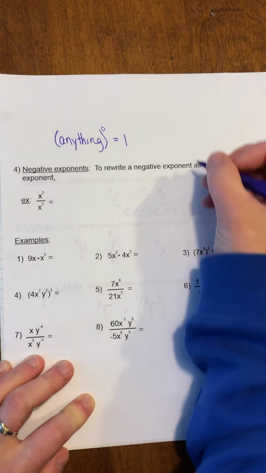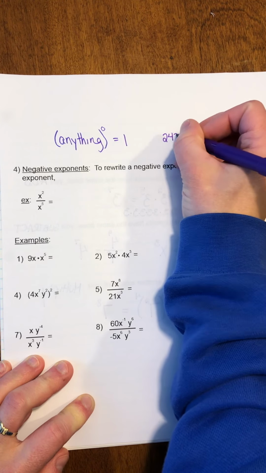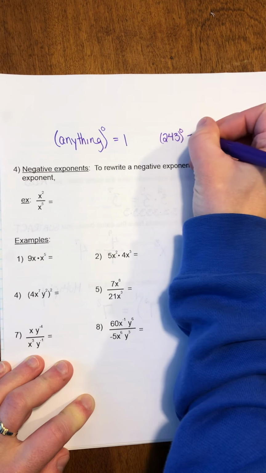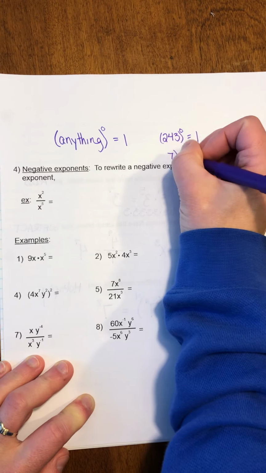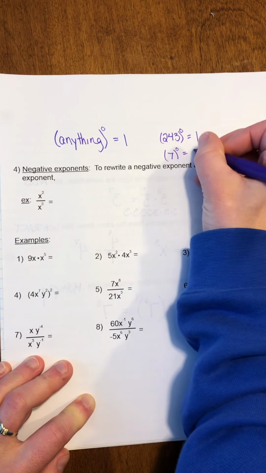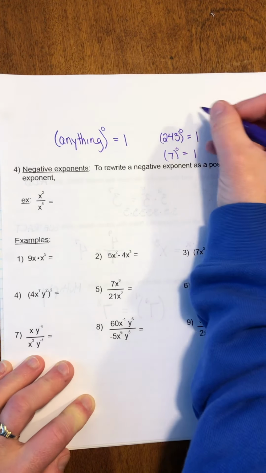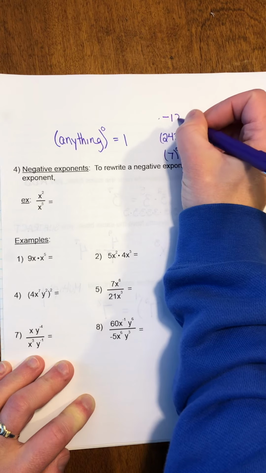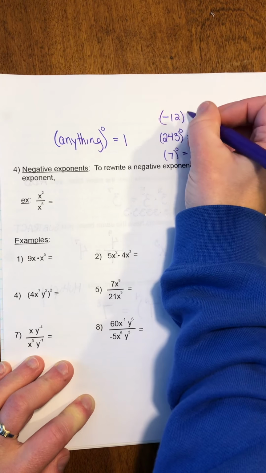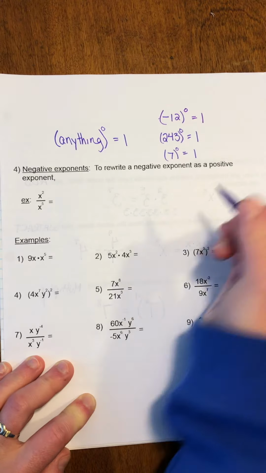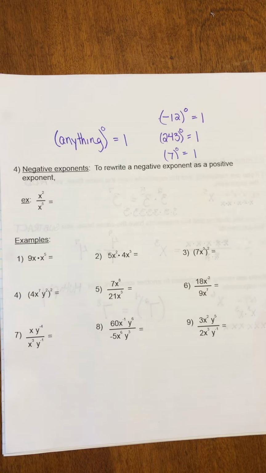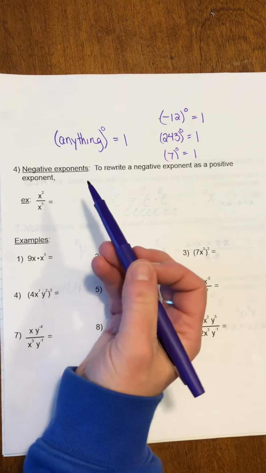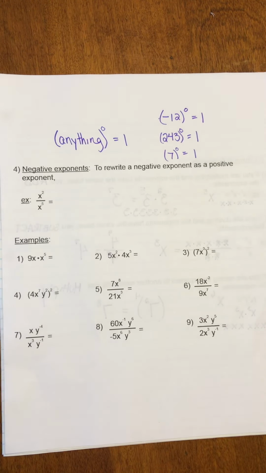1. So if I have 243 raised to the 0 power, that equals 1. If I have 7 raised to the 0 power, that's going to equal 1. If I have negative 12 raised to the 0 power, that's going to equal 1. So anything raised to the 0 power is going to equal 1. We're going to come back to that a couple times, but I just wanted you to have that in your notes that anything raised to the 0 power is going to equal 1.